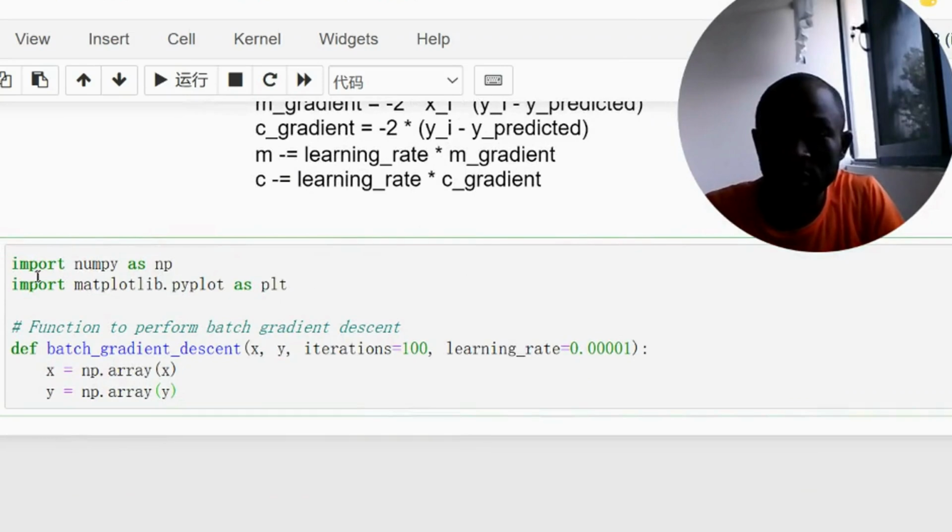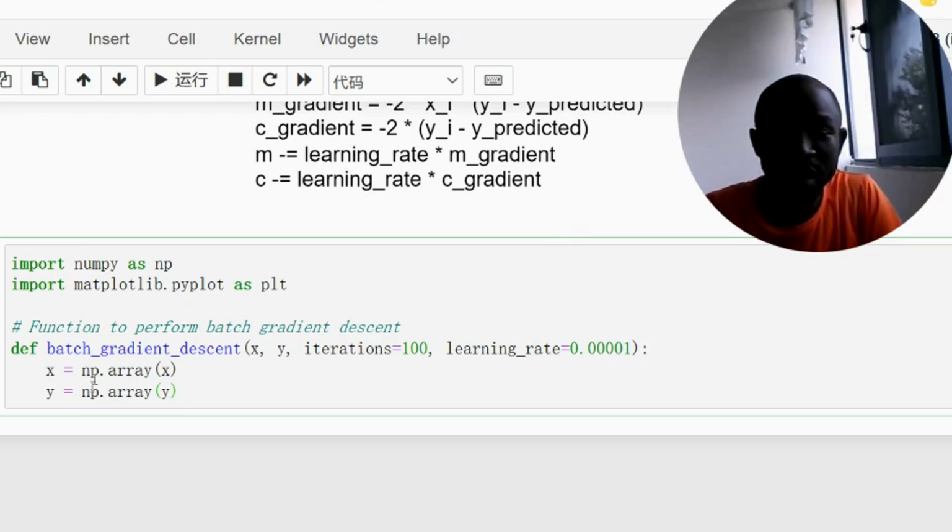Now, this code is telling us that we import numpy as np, and we import matplotlib because we want to plot some graph. Okay, so at this point, we say function to perform. We want to start with batch gradient descent. So now we define the batch gradient descent, x and y. Then the number of iterations, we give it 100. Our learning rate, as we said ahead, I have set to be 0.001.